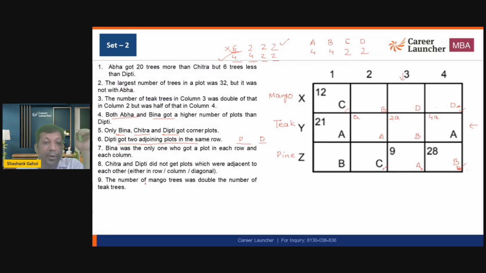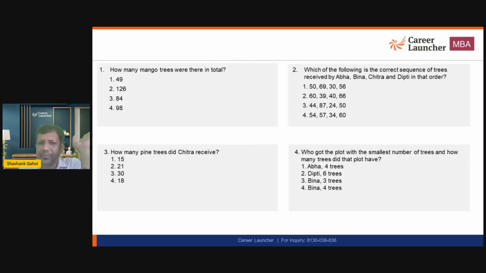The number of mango trees was double the number of teak trees. So if let's say these are X, then these are 2X, and this is all the information we got. I have no idea how to approach this. Now what am I going to do? I'm going to do some things. How many mango trees were there in total? No idea, but let's see. 49 I can say is rejected because the total number of mango trees is 2x, so that can't be an odd number. It is going to be either this or this or this.